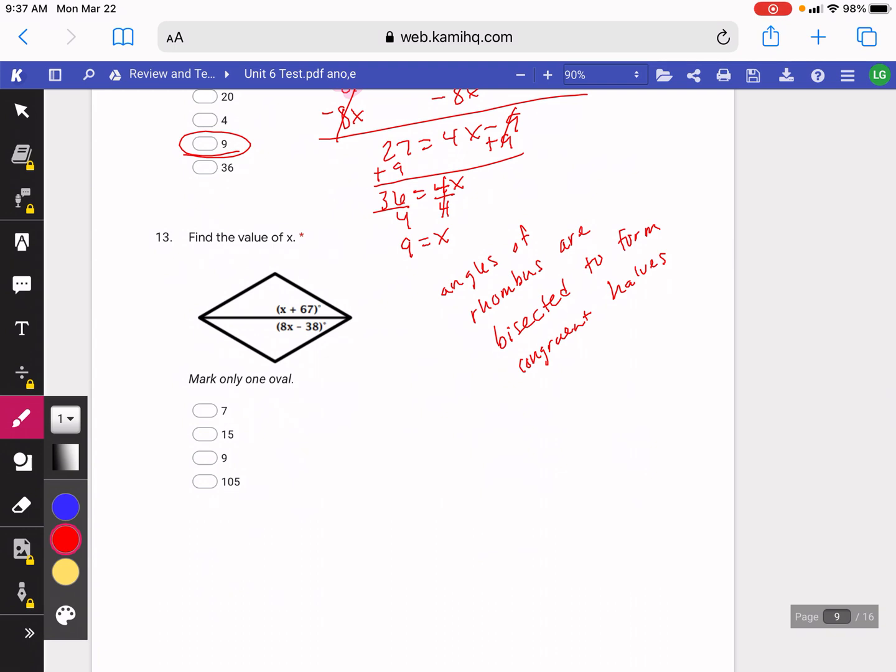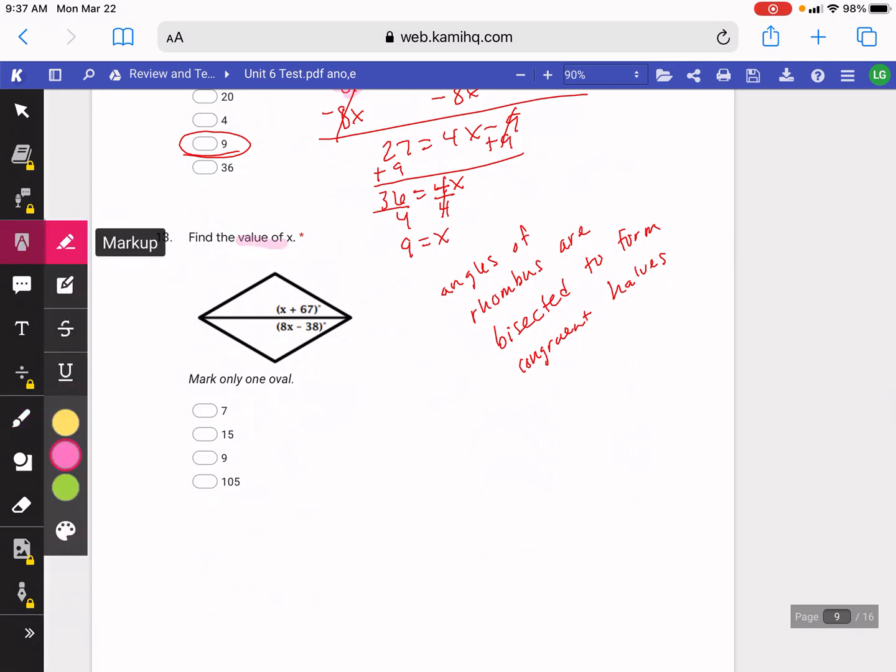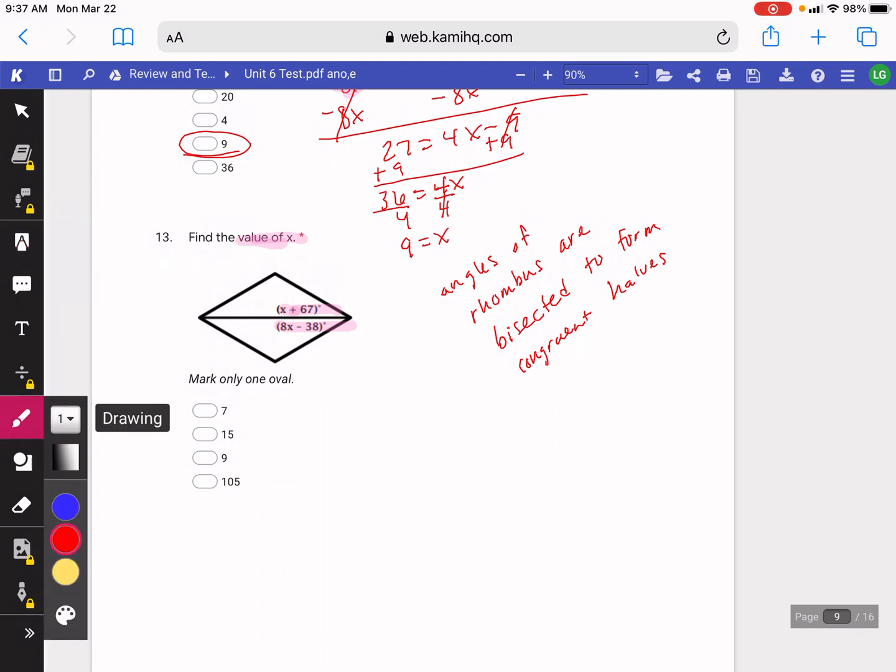In the next question, they want us to find the value of x. We know that the angles of a rhombus are bisected by the diagonals. So that means these two angles are part of that bigger angle that was cut in half. So those two small angles must be congruent, or equal. So we could say x plus 67 is equal to 8x minus 38.